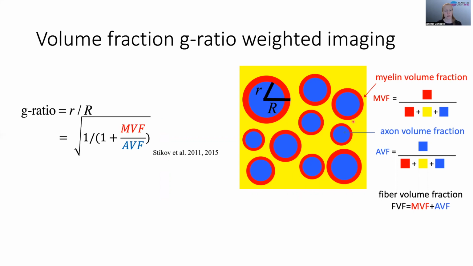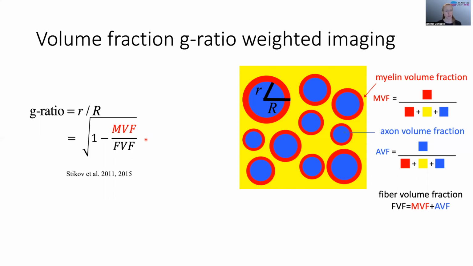Nicholas Stikov showed that for the aggregate in the voxel, the G-ratio can be expressed as a function of any two of these three parameters. And so here you see it expressed as a function of the myelin volume fraction and the axon volume fraction. And the G-ratio is determined entirely by the ratio of these two quantities. Alternately, we can express it as a function of the myelin volume fraction and the fiber volume fraction. And again, it's determined entirely by the ratio.